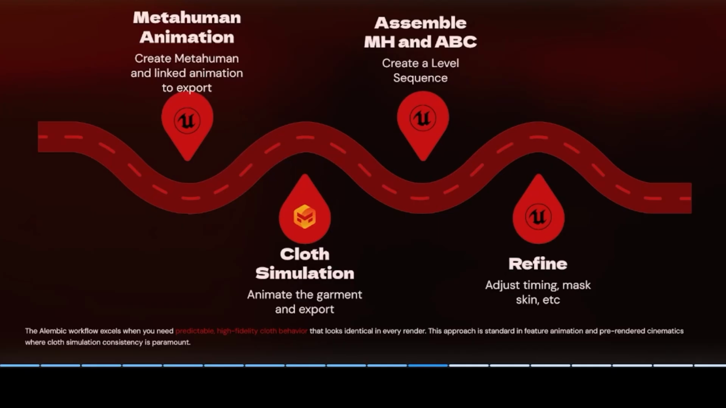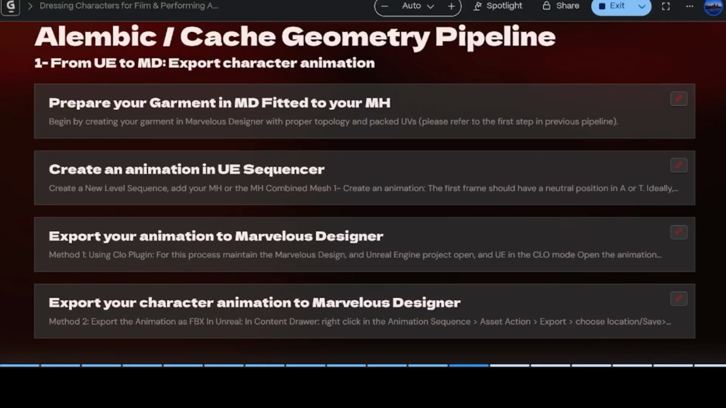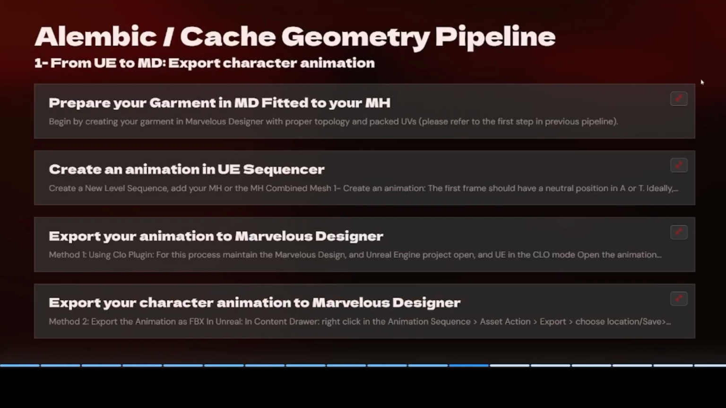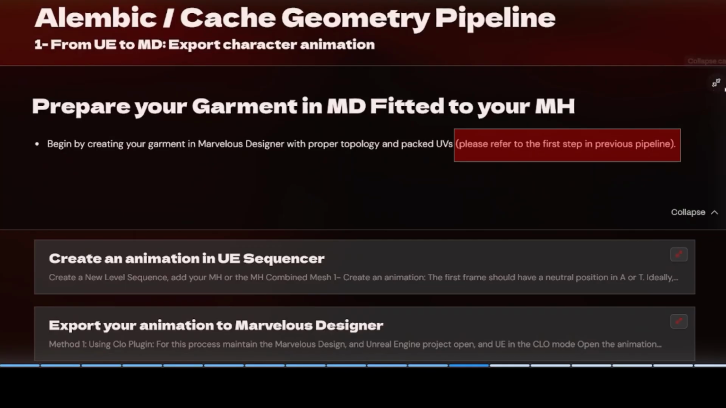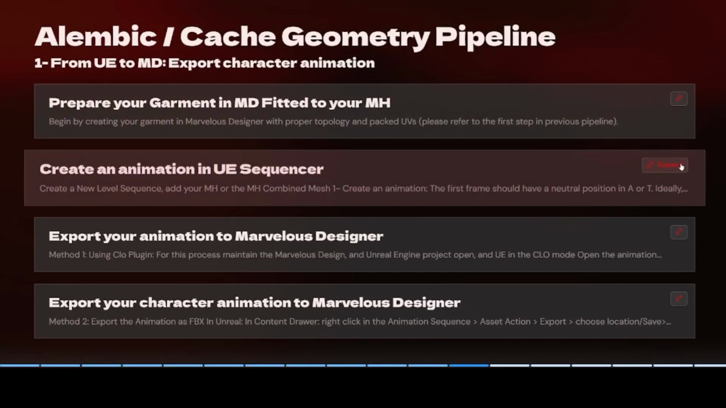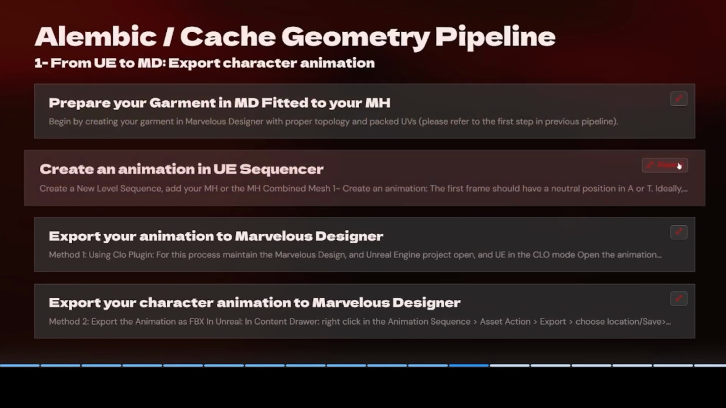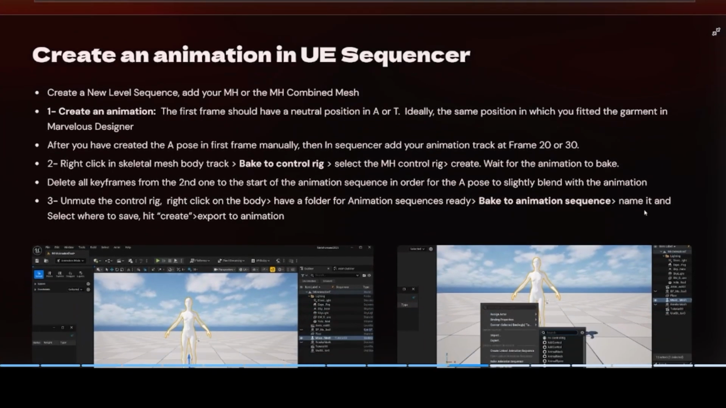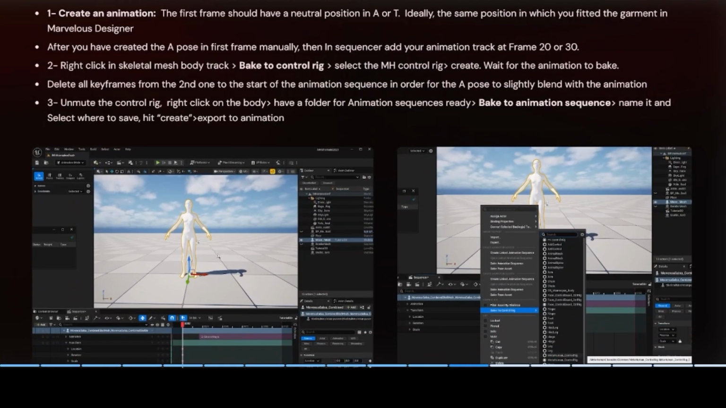All right, now we're going to start the Alembic pipeline, and the very first step is exporting an animation from Unreal Engine. But before we jump into that, there's one thing you absolutely need to have in place. Make sure the first frame of your animation is in a neutral pose, something like an A pose or T pose. Why? Because that's the pose your garment needs to fit properly when it goes into Marvelous Designer.